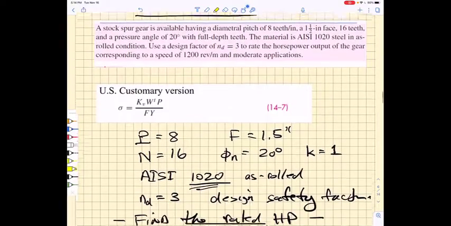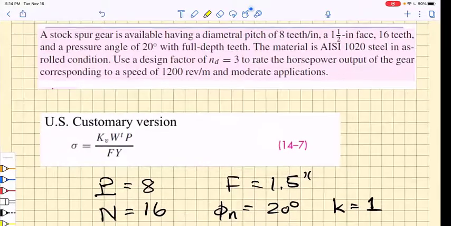This will be an example from the book where we're taking a look at a stock spur gear having a diametral pitch of 8 teeth per inch, a 1.5 inch face width, 16 teeth, and a pressure angle of 20 degrees with full depth teeth. The material is AISI 1020 steel in the as rolled condition, meaning it is cold worked. We are going to use a design factor of 3, and we want to rate the horsepower output of the gear corresponding to a speed of 1200 RPM.